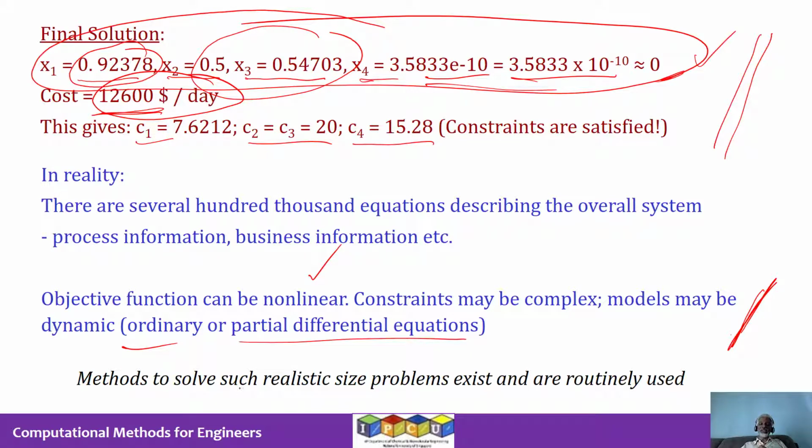But then there are methods to solve such realistic problems, and they are routinely used in the industry on an hourly basis or a daily basis, etc. In a chemical industry, for example, there is something called real-time optimization. It's called RTO. So these optimizers optimize the plant operating conditions once every 6 hours or once every 12 hours or once a day.